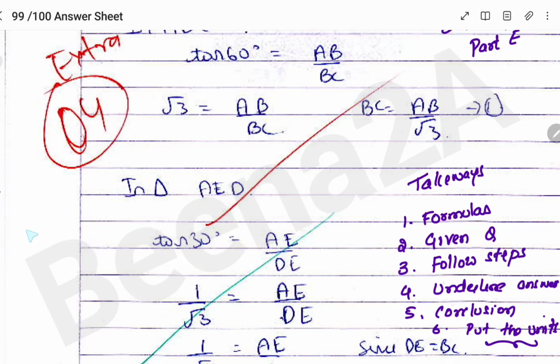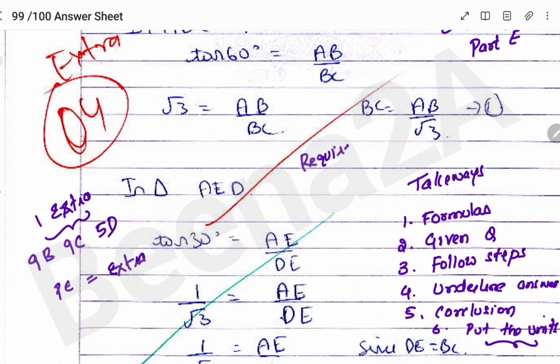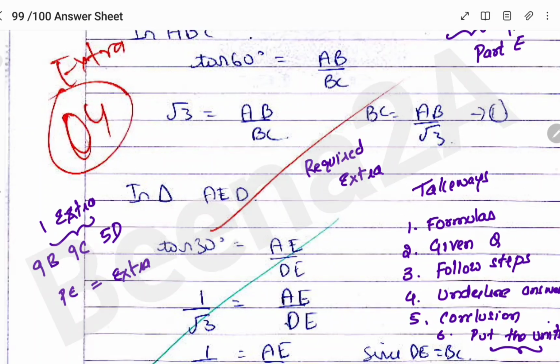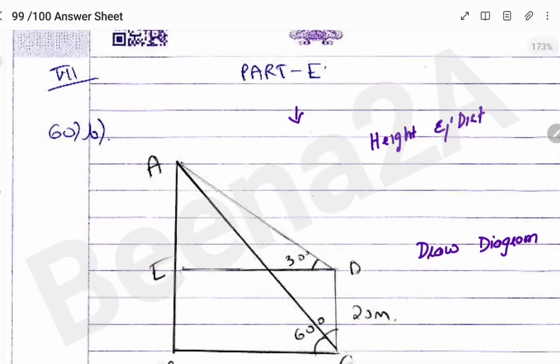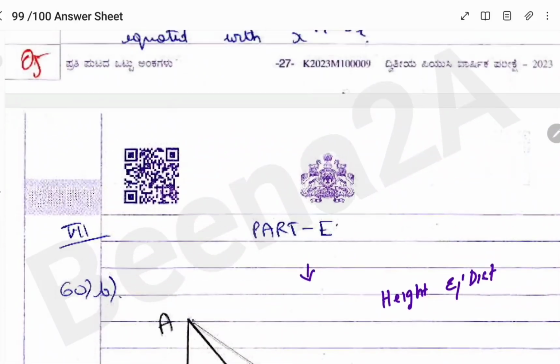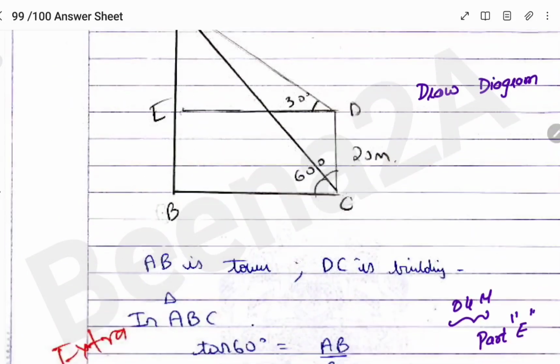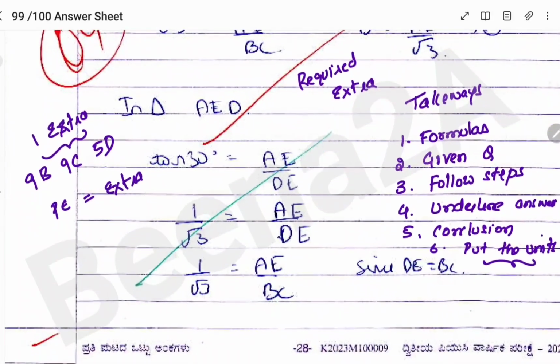And if you notice, he has attempted just one extra. In the entire paper, only one extra question has been attempted. Everything is written as required, as asked: 9 in part B, 9 in part C, 5 in part D. Only in part E he has answered extra, right? So it's necessary that you first write whatever is required, and then at the last come and attend the extra. This is what this person has done. He's come at the end and answered the extra. He has not done it at the beginning.